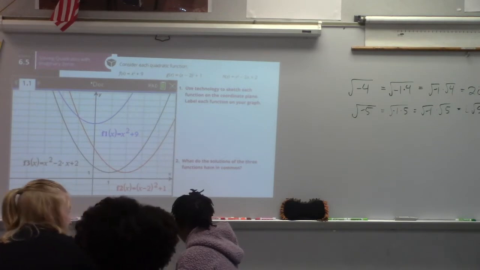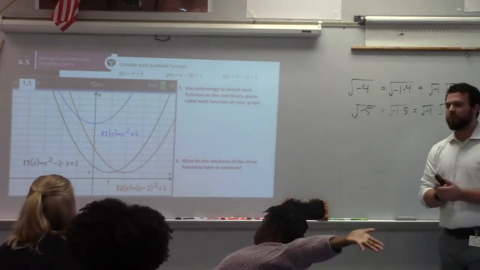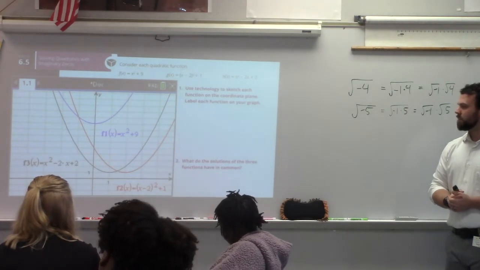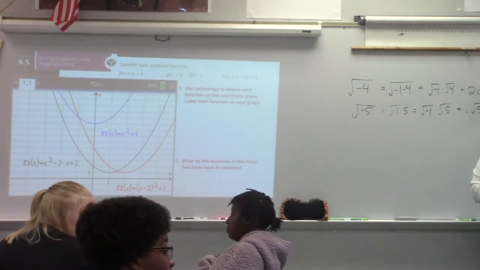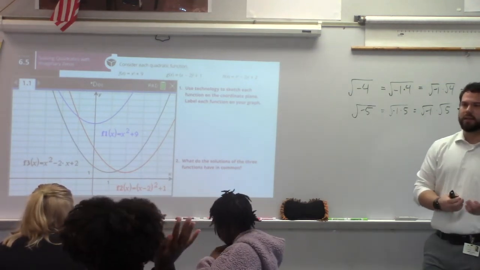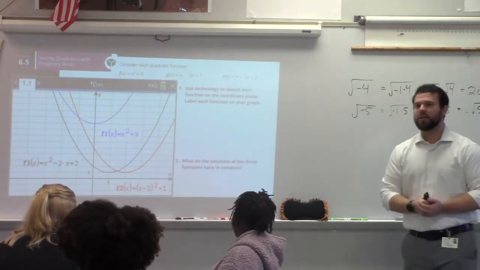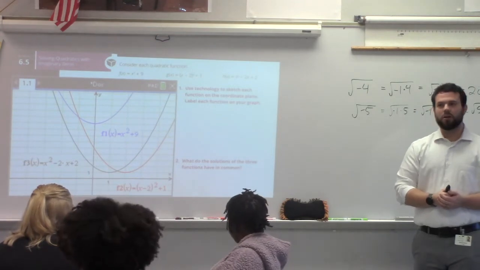Who wants to share what they have noticed? I'll start with Emma, and then I'll move around, see if people want to add on. None of them are on the x-axis. Okay, does anyone want to add on to that statement or push back? They don't intersect the x-axis. Okay, so none of them are on the x-axis, none of them intersect the x-axis. Gabby? They have y-intercepts. Okay, they have y-intercepts. Anybody want to add on? Peyton? All of them are concave up. Okay, so all of them are concave up.